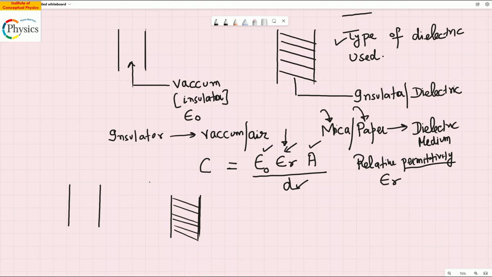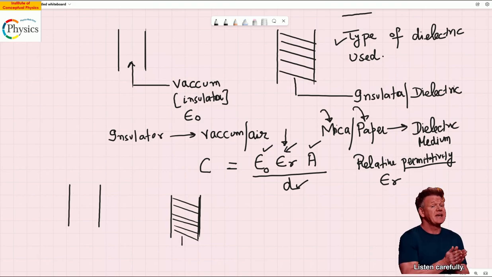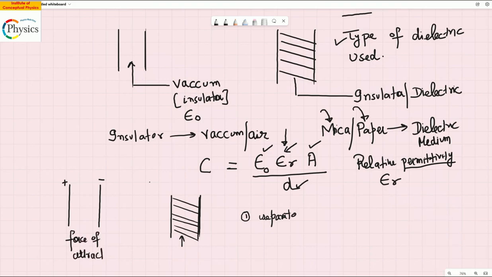See, first thing is these two conducting plates have a force of attraction. So this dielectric, number one, acts as a separator. You know that these two conducting plates have charges on them, and there is a force of attraction. So this dielectric that you introduce keeps them separate. The dielectric acts as a separator.